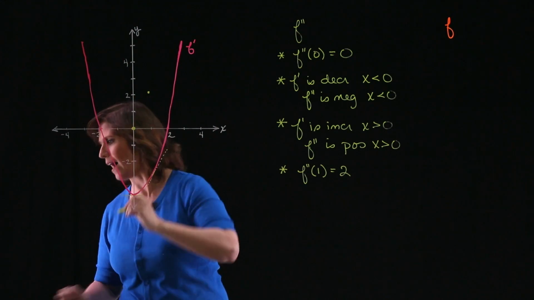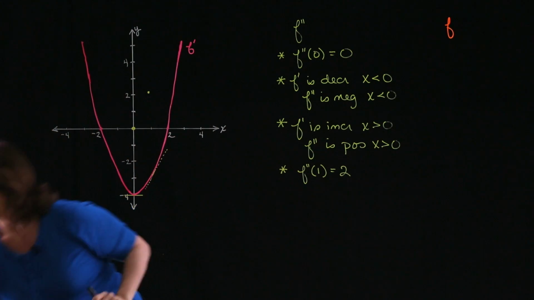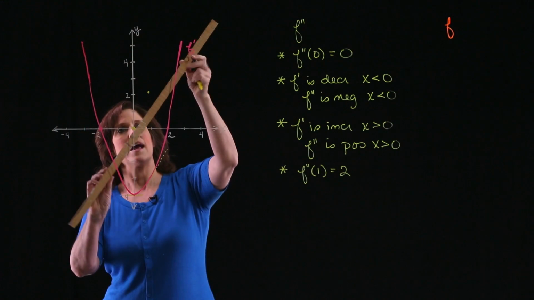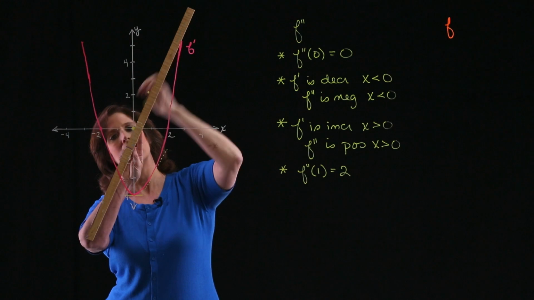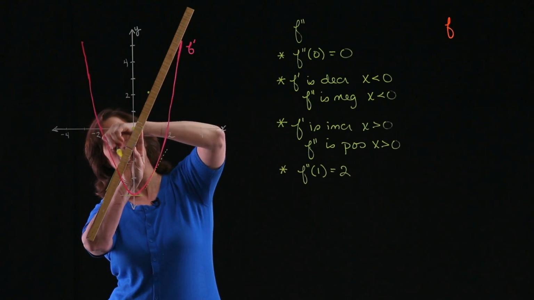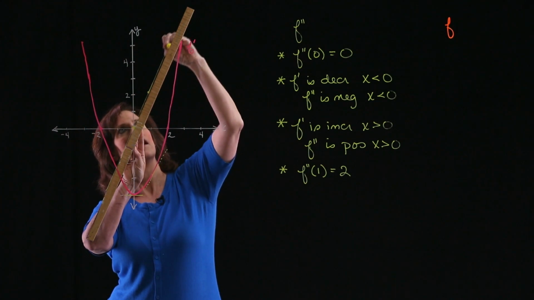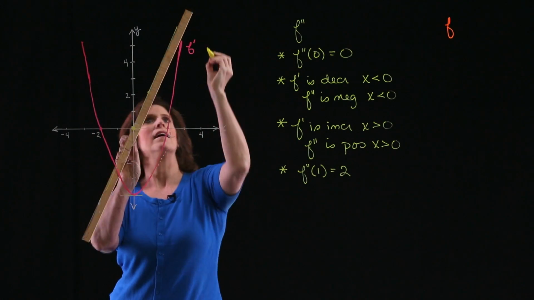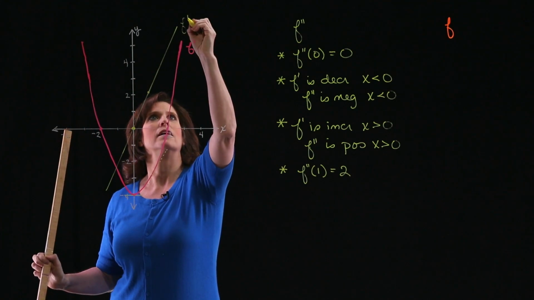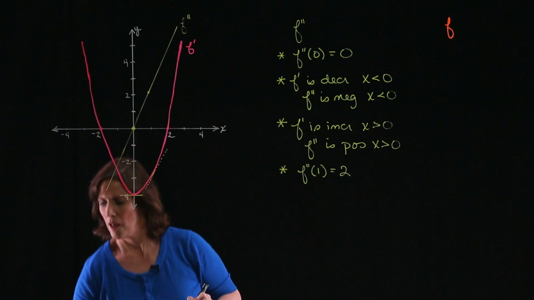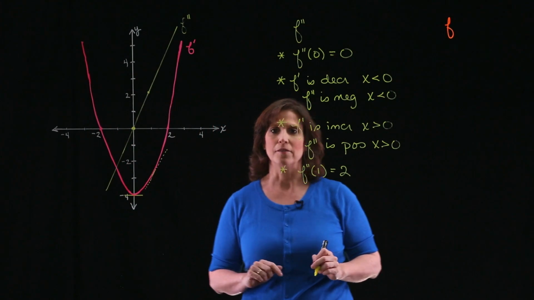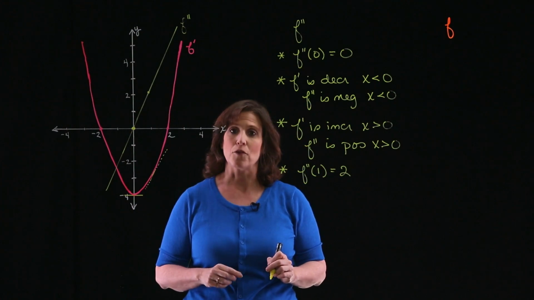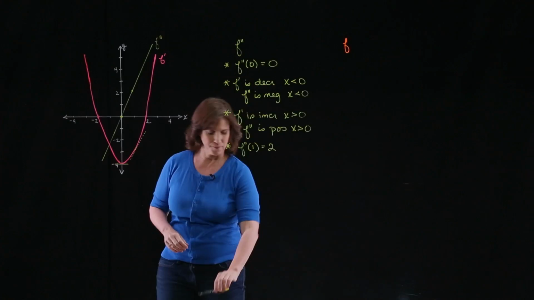I already know I have a line. Let me get a graph of this. It's going to look something like that for my second derivative. Okay, now that I have the second derivative, let's see what I can find out about the graph of the original function f.